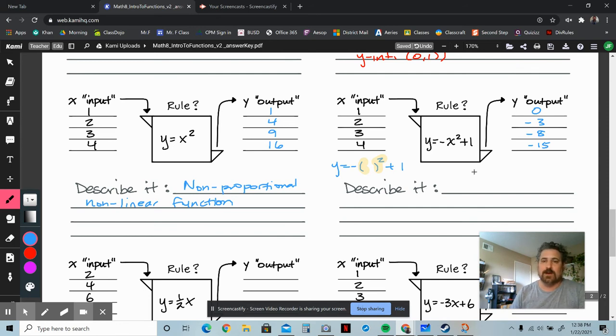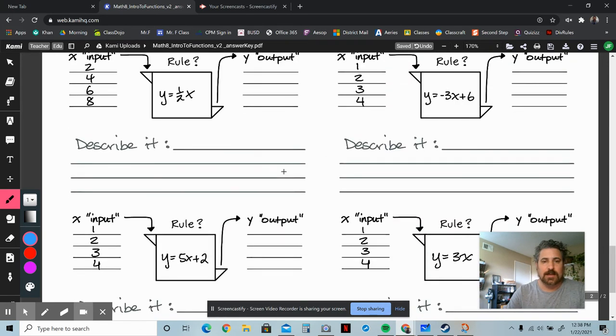When we describe it, it would be a non-proportional nonlinear function. Non-proportional because it doesn't have the same ratio of y over x throughout. Nonlinear because it doesn't have a constant rate. And it's still a function, though, because for every x there is, in fact, only one y. Every time you put a 1 in, you're going to get a 0 out. There's no situation where you put a 1 in and get something else out. You always are going to get a 0 out every time you put a 1 in because that rule is being applied in such a way that there's only one output for every input.